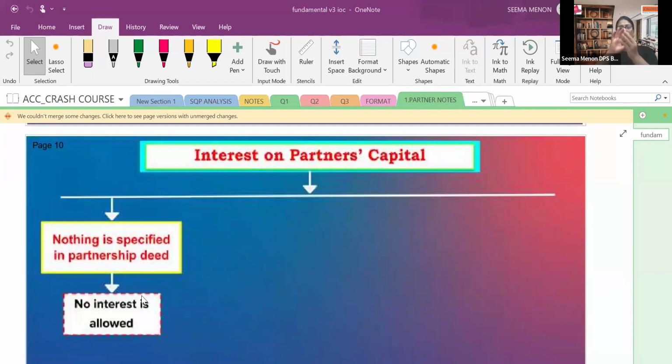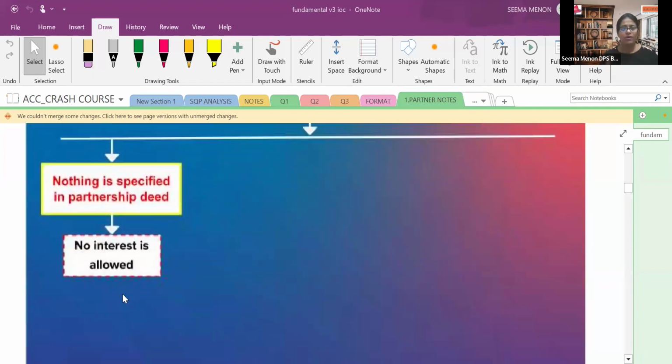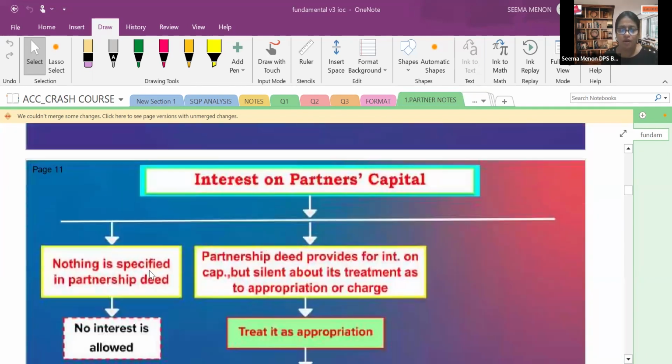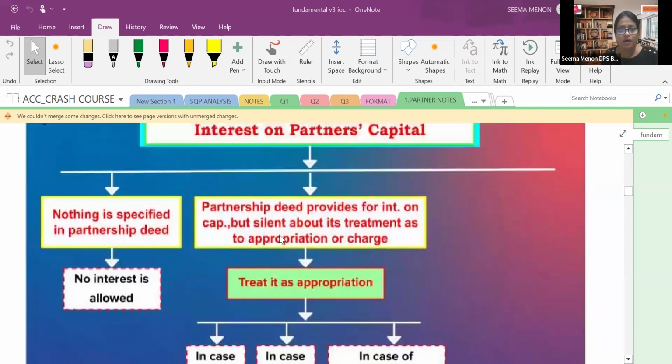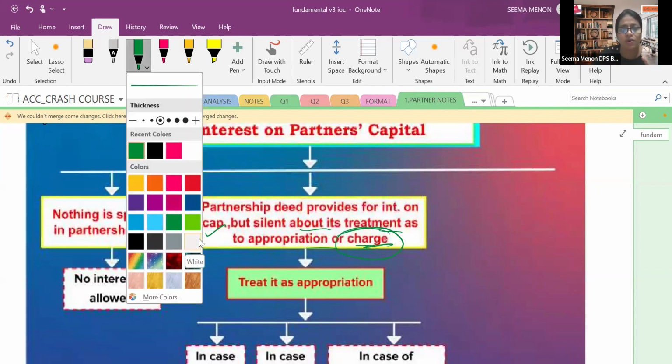Again, whatever I taught, it's a briefing again. Nothing is specified in the deed. No interest will be given to the partners. Now again, you can see the partnership deed provides for interest on capital, but is silent about its treatment as appropriation or charge. Nothing is mentioned. It says that you have to pay the interest on capital. Then nothing is mentioned until and unless in the question the word charge is mentioned.